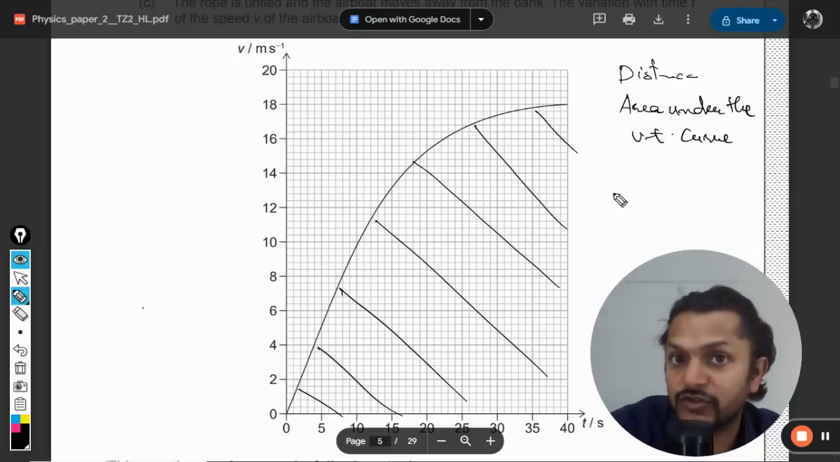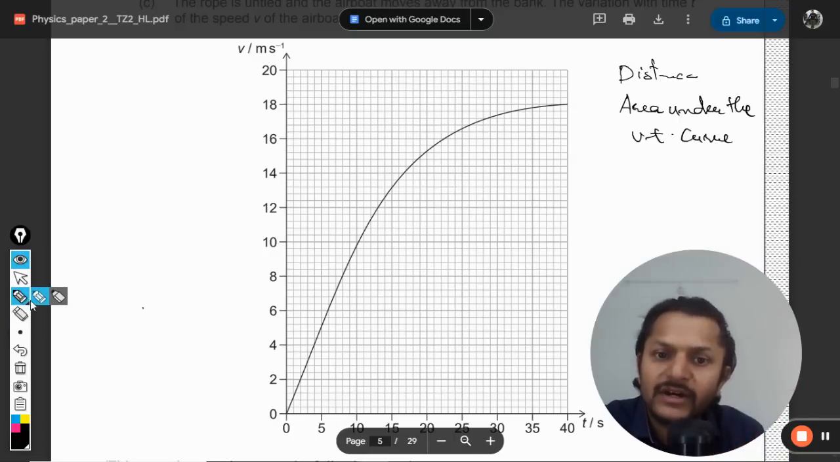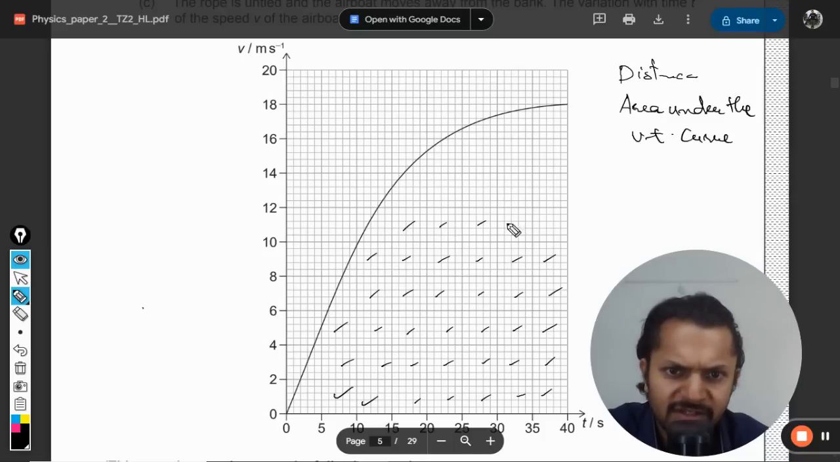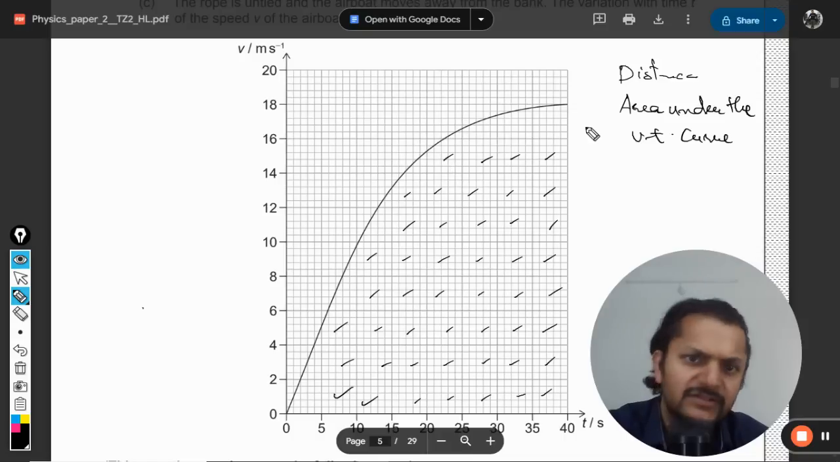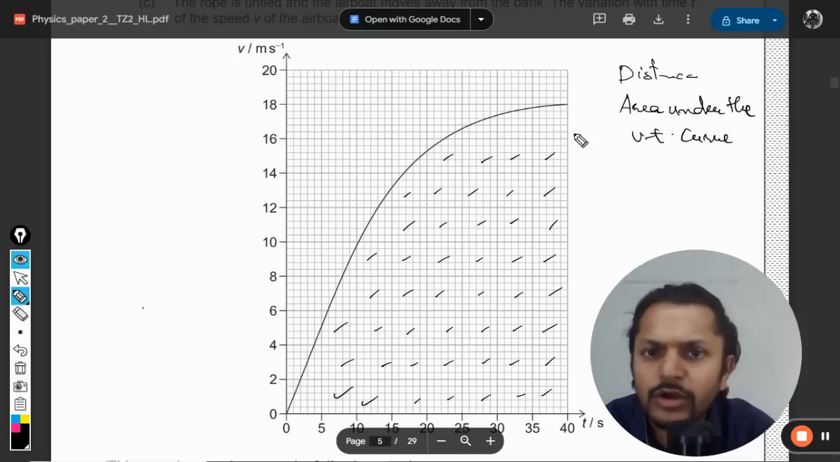We have to count the number of squares. Yes, you heard it right. We will be quick. 1, 2, 3, 4, 5, 6, 7, 8, 9, 10, up to 46, 47, just like that. Okay, so we will find the number of blocks, whatever blocks they are.